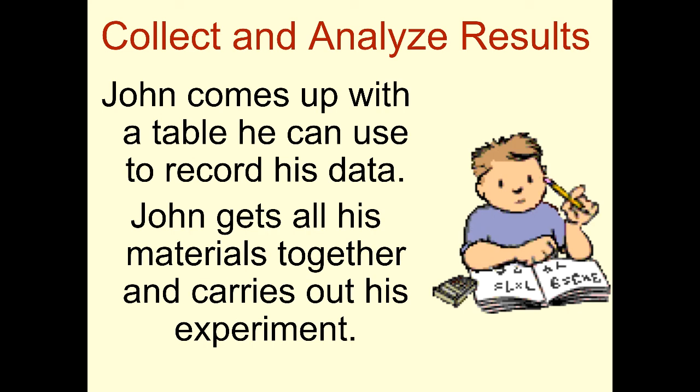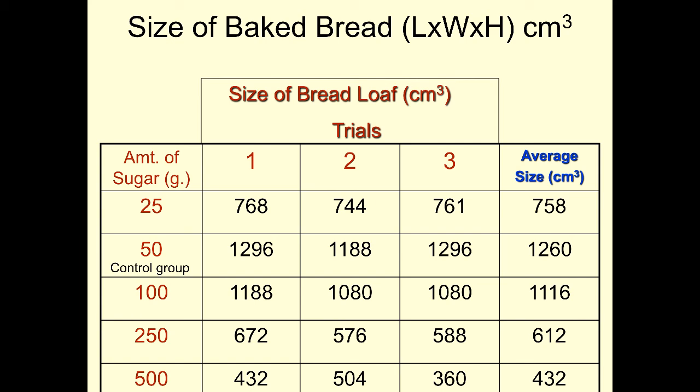John puts all his materials together and carries out his experiment. And here's his first set of data. What you want to look at is the average size, which is over on the right, and compare that to the amount of sugar, which is over on the left. The amount of sugar is the independent variable, the average size of the 3 trials is the dependent variable. And you can see that the control group appears to be the largest, but is fairly close to the 100 gram group.